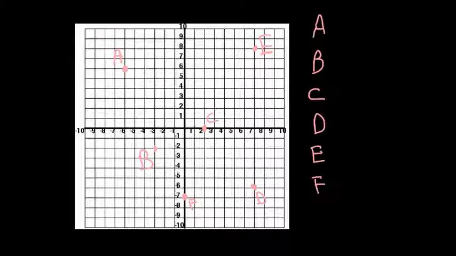Alright, so now I have some points already plotted and we need to figure out where they are. So first we'll start with A. If you look at A, we go along the x to get to negative 6, and then we're going up to positive 6. So your ordered pair for A would be negative 6, 6. For B, we go along the x, and we get to negative 3, and then we go down 2, so that would be negative 3, negative 2.